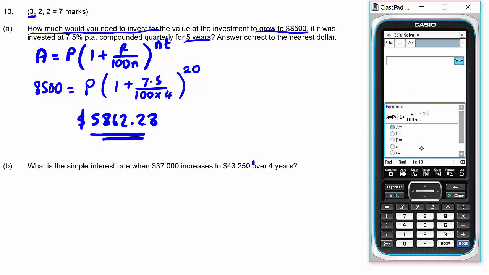And I'll just go down here. And this time it's the P that we don't know. We know the A, 8,500. Just make sure the one you don't know is the one selected. R is 7.5. You can easily write down the formula because it's just here in your activity as well. The N was 4 because it's compounded quarterly. T is 5. And just click solve, and there we go, 5862.28, exactly the same answer.